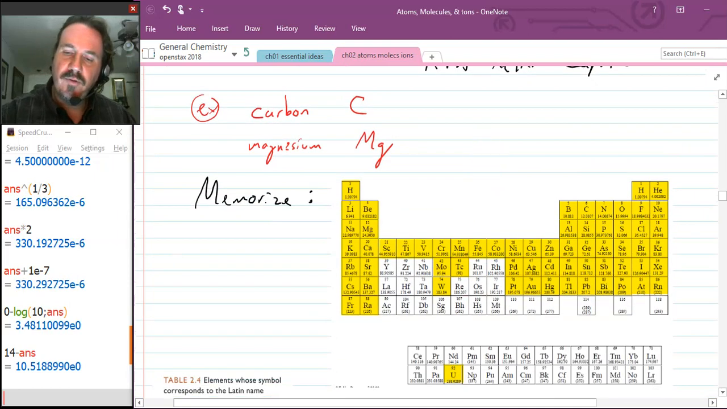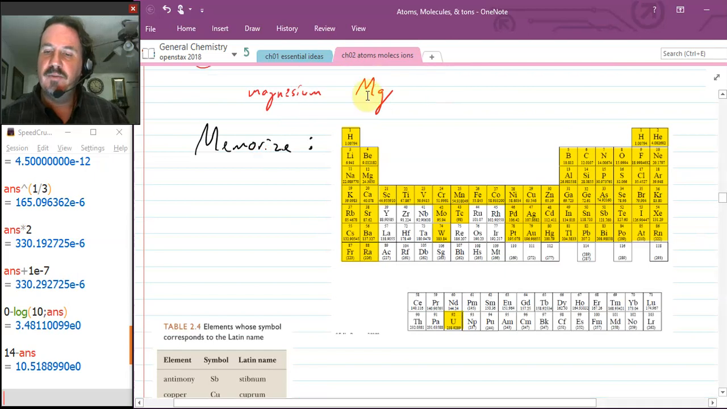We go through and take a look at some of these common ones. I've got this in yellow, and I say memorize. The ones in yellow are the more common atoms out here. These are the ones that you need to memorize. Okay? By memorize, I mean the name and the symbol. Not the mass, not the atomic number, just the name and the symbol.